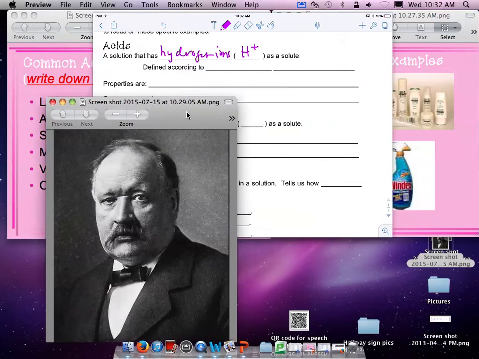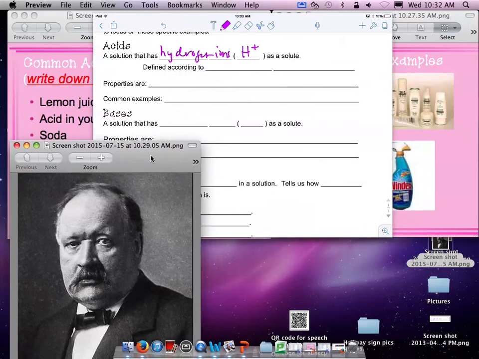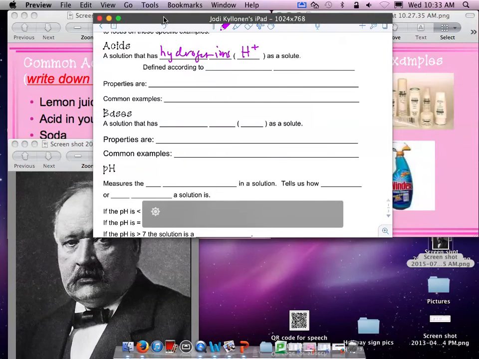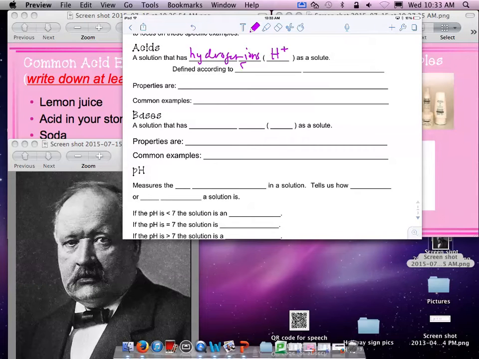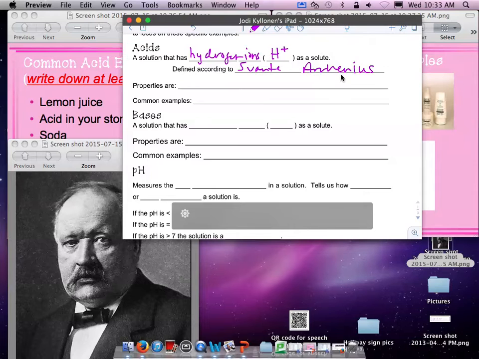We use this as our example because his definition applies to just about any type of acids and bases that you're going to come up with. So let's give him some credit here: Svante Arrhenius. Those are two R's. According to his definition, if H pluses are floating around as your solute, then that makes it an acid.